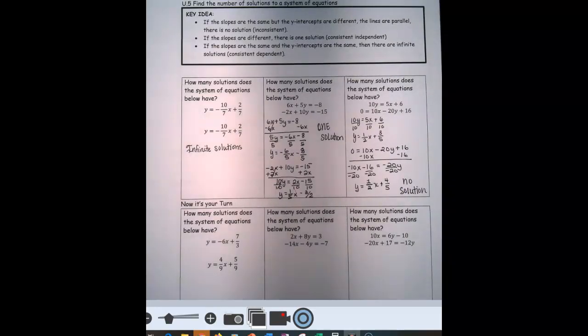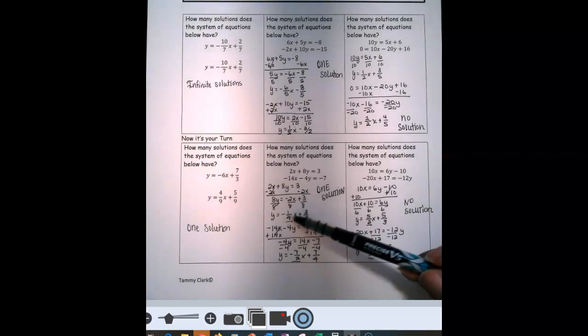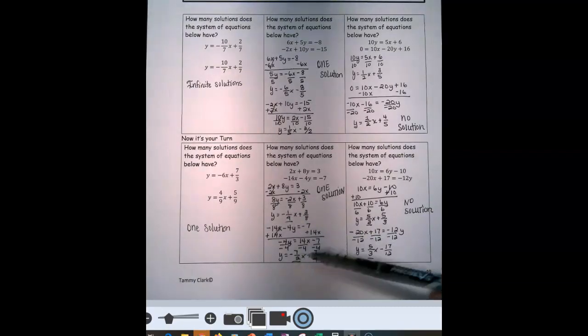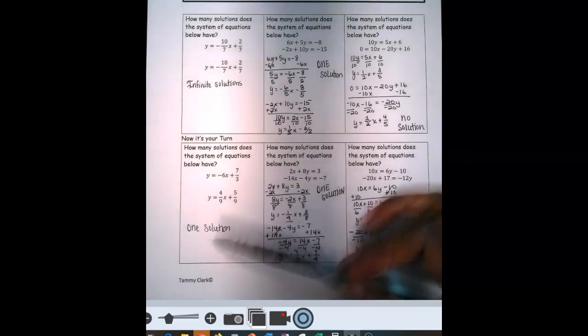So those are there. Now it's your turn. Go ahead and do that, and we'll be right back. All right, here are the answers to the now it's your turn. Please make sure that you understood what we're looking at. Again, we're comparing the two slopes. If they're the same, but they have different y-intercepts, then you know the lines are parallel and there's no solution. If the slopes are different, like here was negative 1/4 and negative 7/2, then they have one solution because obviously they cross somewhere. Here the slopes were different, so they have one solution.